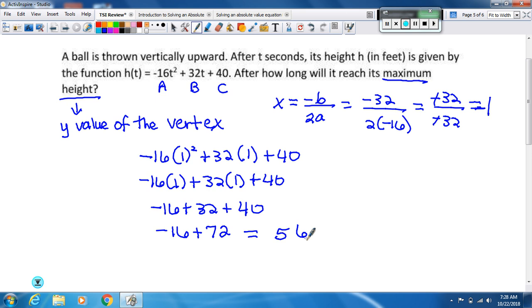56. So 56 seconds. I think it's seconds, yep. So in 56 seconds, it will reach its maximum height.